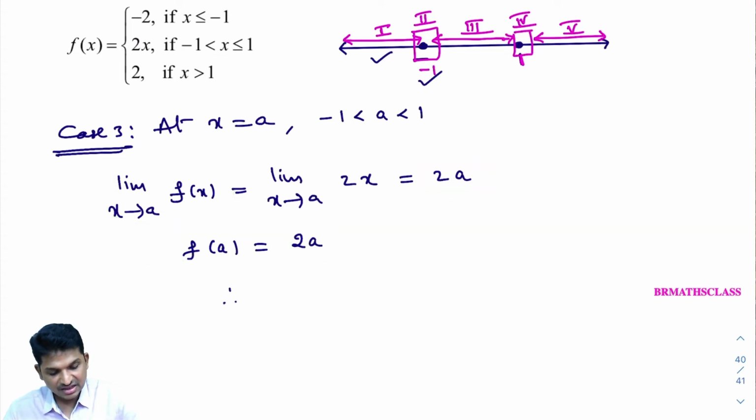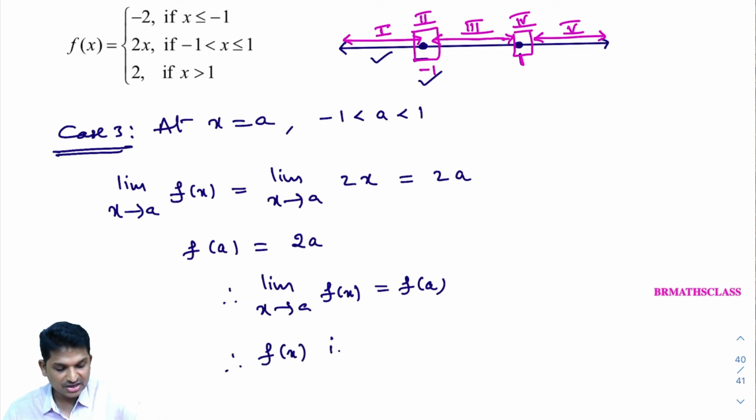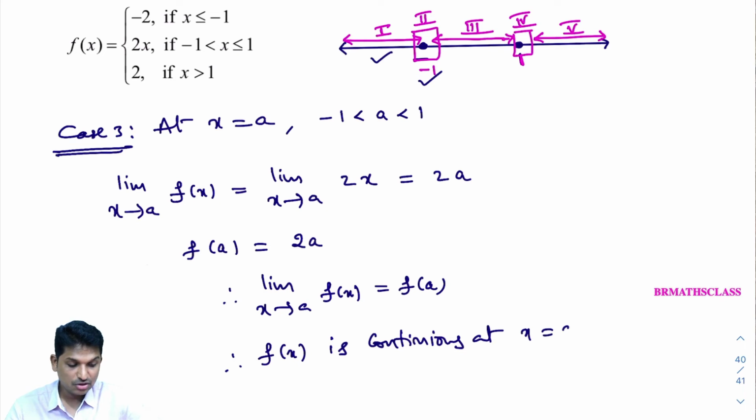So what I can say? Therefore, limit x approaches to a, f of x equal to f of a. So therefore, f of x is continuous at x equal to a whenever a value is in between -1 and +1. So I checked the continuity of the function in case 3. I got that it is continuous.